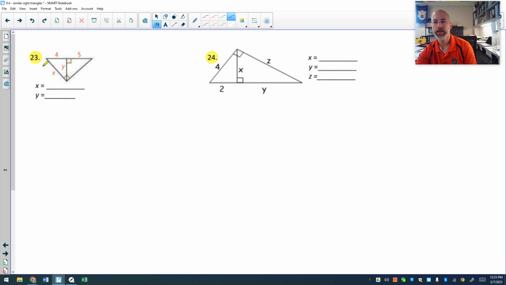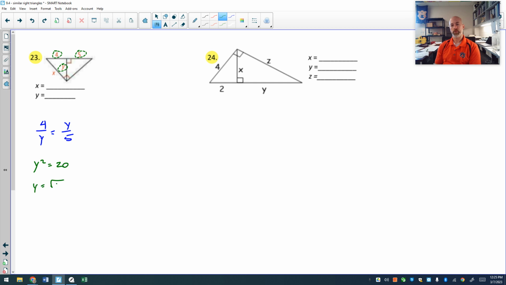Let's see, moving on. 23, we have an x and a y. And let's see, I'm going to solve for y first, because I kind of like doing this one, the geometric mean involving the altitude of the triangle, is easier for me. And so that will be 4 over y equals y over 5. Remember, the altitude y is the geometric mean of the pieces of the hypotenuse it creates. So I set that up. We get y squared equals 20. Y equals the square root of 20. And the square root of 20 cleans up to 2 square root of 5. So there's my y.